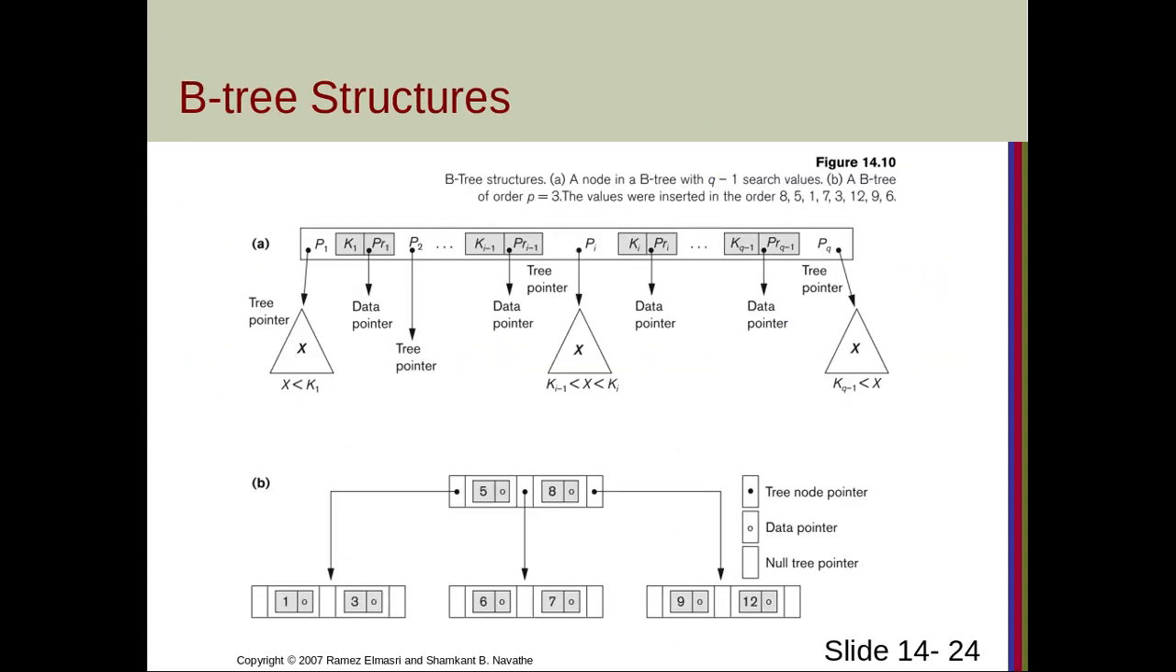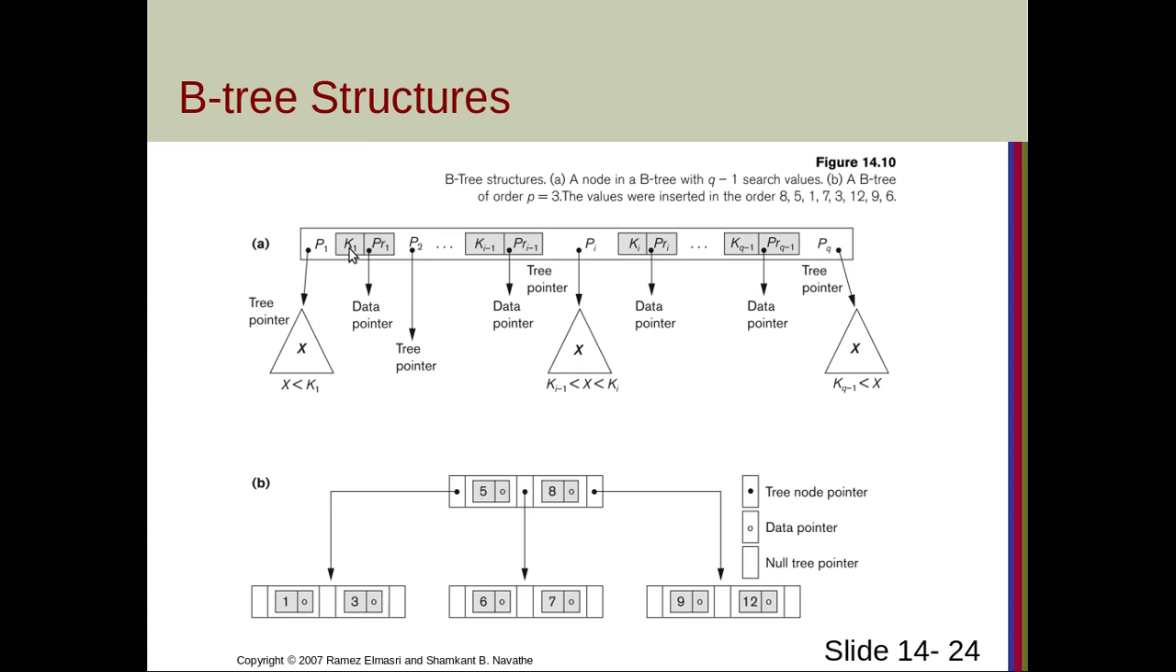Then this is a B tree structure. Here we have P1, K1, PR1, P2, etc., up to K(i-1), PR(i-1), Pi, Ki, PRi, and K(q-1), PR(q-1), Pq. The meaning is, P1 is a pointer to a subtree, P2 is another pointer to a subtree, and K1, PR1 lies in between pointers P1 and P2.